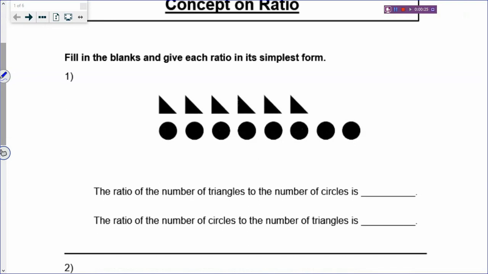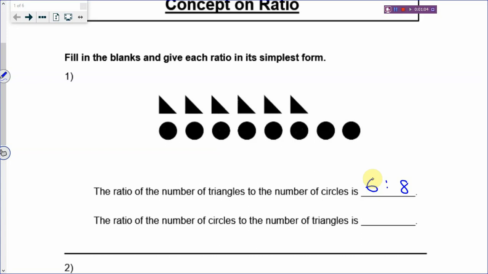If you look at the diagram, you can see there are triangles and circles. So what is ratio? Ratio is like a representation. You look at the figure and you can see there are 6 triangles and there are 8 circles. So how do you write the ratio? Ratio is identified by the 2 dots. When you use the 2 dots, it means that it's a ratio. So 6 is to how many? 6 is to 8.